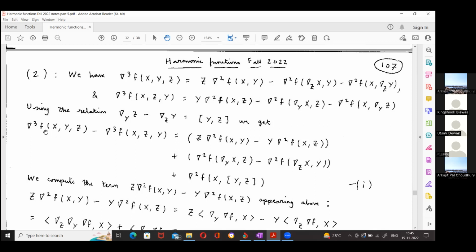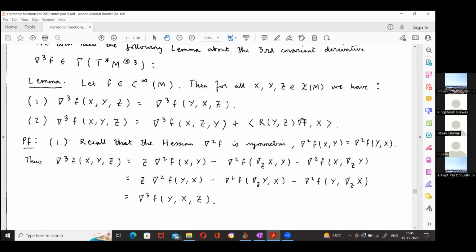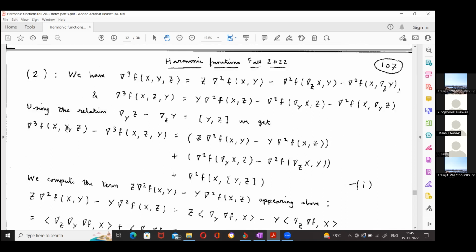So if I look at this first line minus the second line, what do I get? Nabla cubed f of x, y, z minus nabla cubed f of x, z, y. This difference is what I'm trying to get a formula for. I want to show this is equal to a curvature term. That's what my part 2 says. This minus this is a curvature term, right? So that's why I'm looking at this difference. So I use the definitions of these two: it's this right-hand side minus this right-hand side.